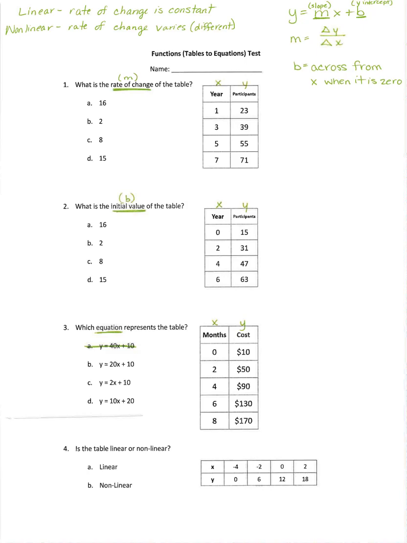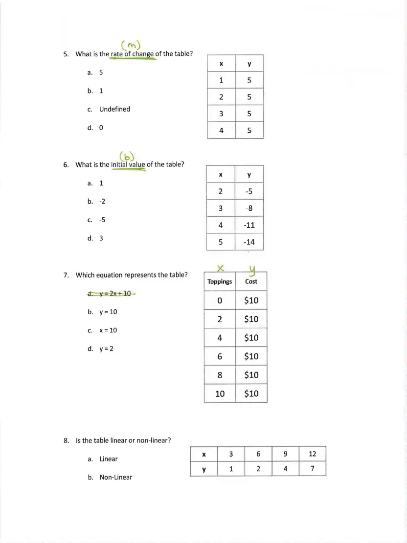Number 4, is the table linear or nonlinear? A, linear, B, nonlinear. Number 5, what is the rate of change, or m, of the table? A, 5, B, 1, C, undefined, or D, 0.